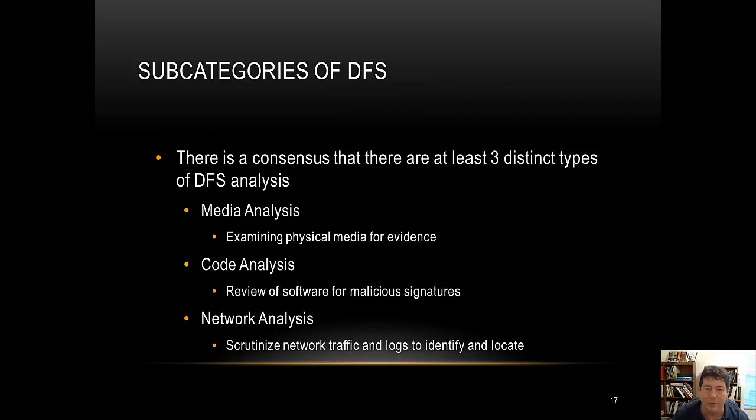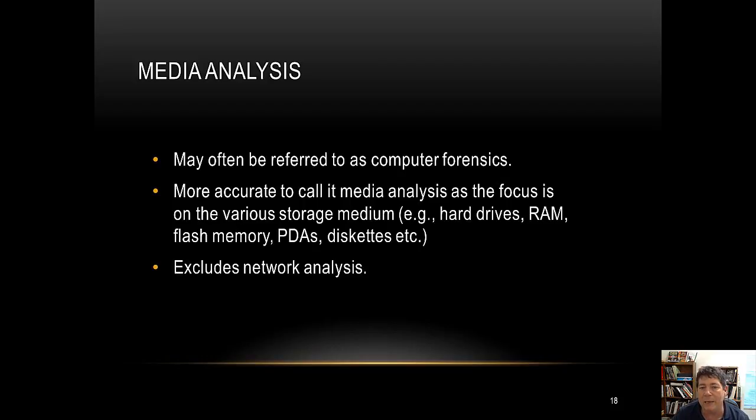Subcategories of DFS. Okay, there are three distinct types. Media analysis, such as hard drives, CD-ROMs, and so forth. Code analysis, that's where you are looking for malicious signatures, possibly reverse engineering. We will do some of that. And network analysis. Network analysis is when you're looking on the network to see what's going on. So the media analysis, sometimes they call it computer forensics. I might recommend that you stay away from the computer forensics. It's still digital forensics. Media analysis is normally the focus of the various storage media, such as hard drives, CD-ROM, flash drives, etc. It does exclude network analysis.